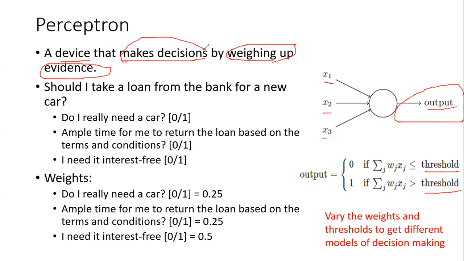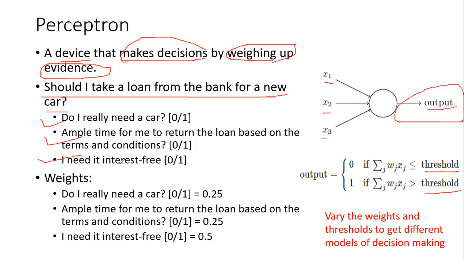Okay, so for example, if I have the decision to make, should I take a loan from the bank for a new car? I have to make this decision, right? Should I do it or not? Should I fire or not for this particular task? So what are the inputs? Do I really need a car? Zero or one, okay? Is there ample time for me to return the loan based on the terms and conditions? No or yes? I need it interest-free, no or yes? So there might be some people who will say, okay, I don't care about interest. And there will be lots of people who will say, okay, I care about interest, I don't want to pay it. Okay, so all these three things are binary inputs and the people can fluctuate their preferences based on these three inputs.